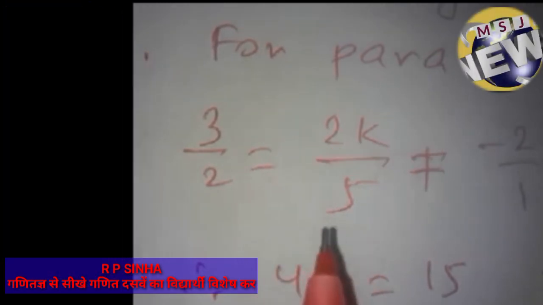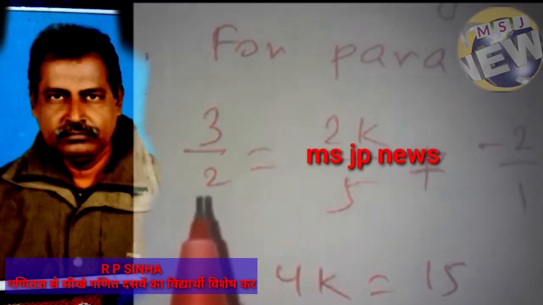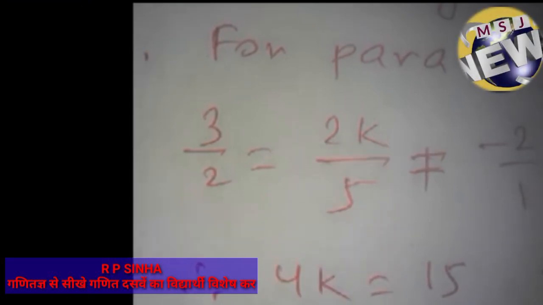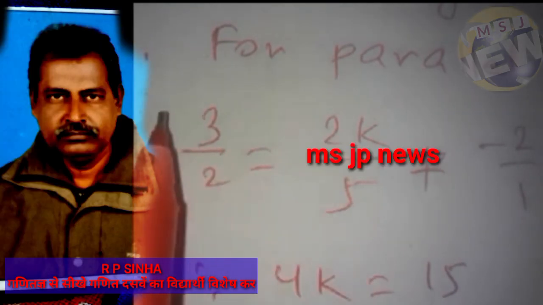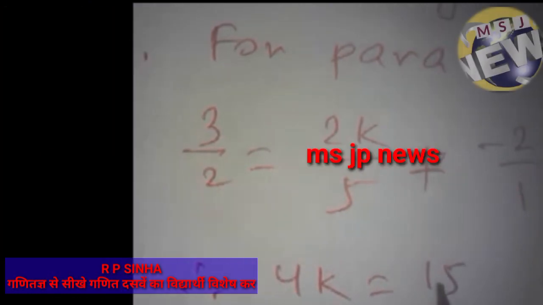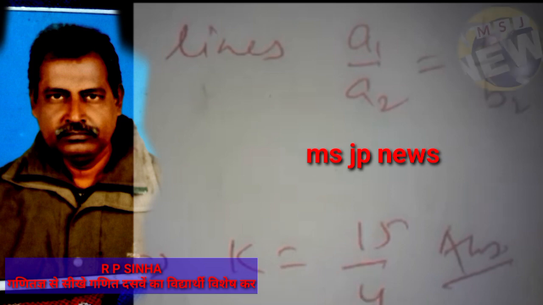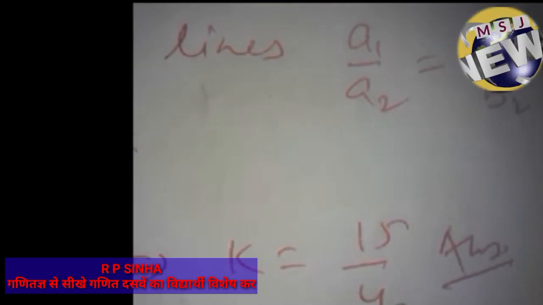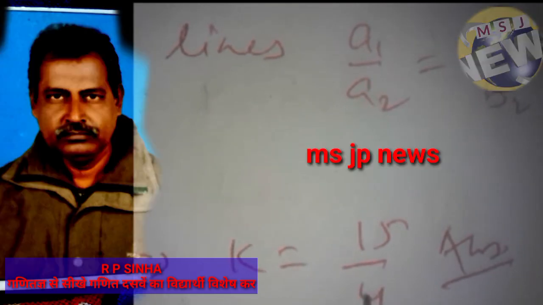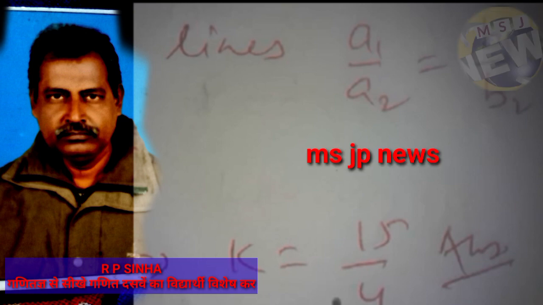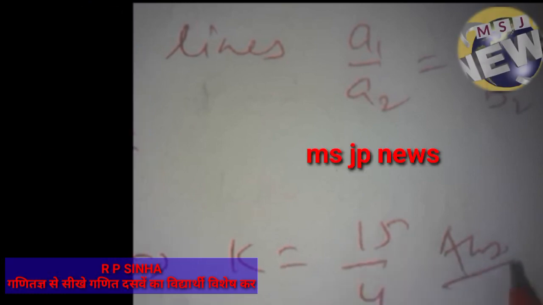Now we will do the cross multiplication. 2 multiplied to this 2k will give us 4k, and then 5 multiplied to 3 will give us 15. So further simplification will give us k is equal to 15 by 4. These types of questions, in which you have to obtain an unknown term on the basis of the conditions of the graph lines, you will practice.